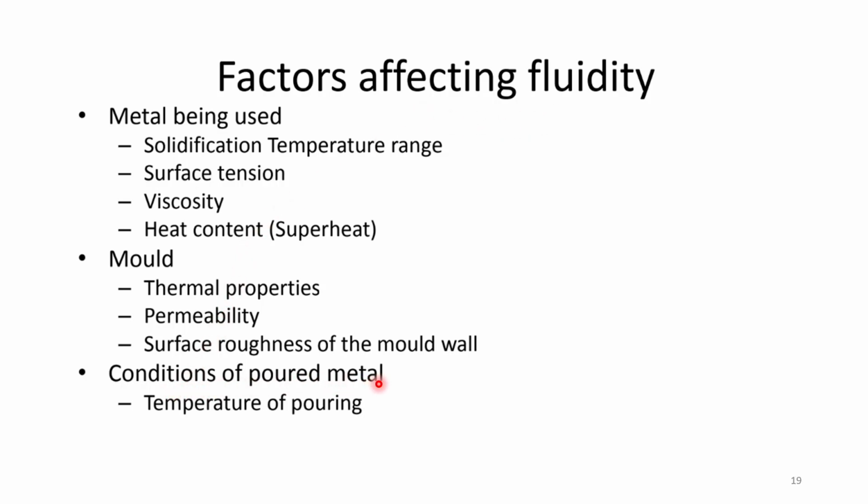Conditions of poured metal. So, temperature of pouring. We already covered heat content and superheat. You have to heat your metal to a higher temperature compared to the melting temperature of the molten metal that you are using. So above that temperature, you will be providing extra temperature.